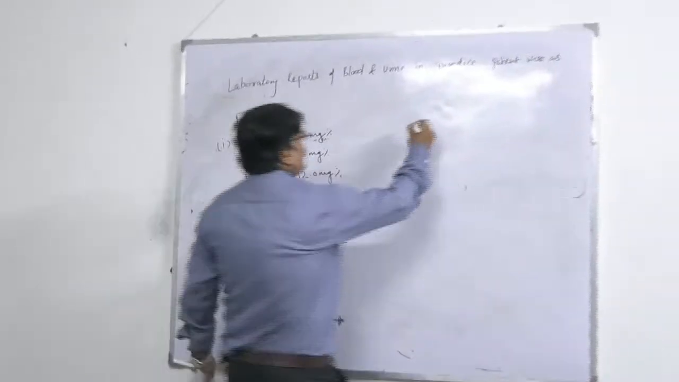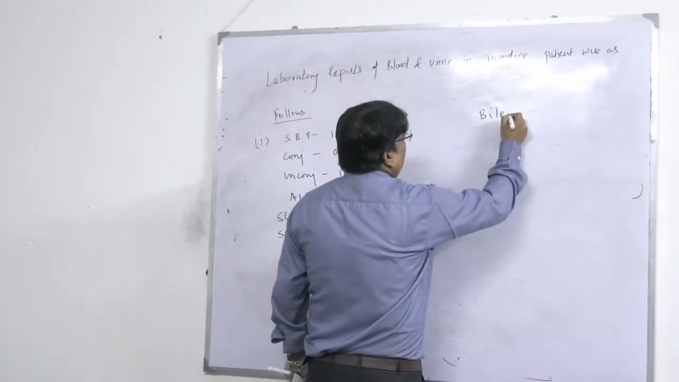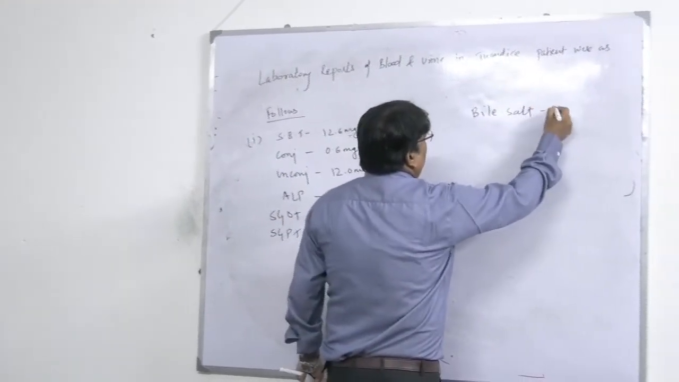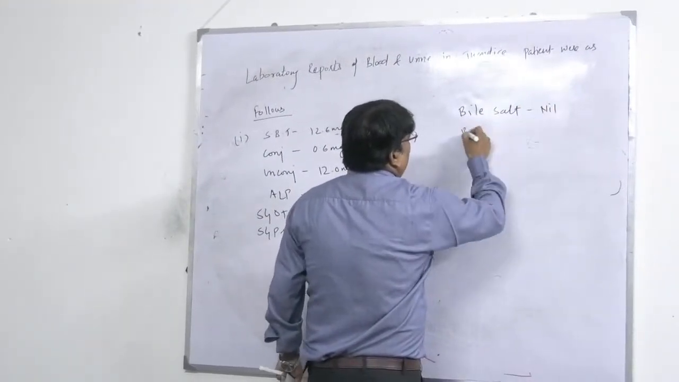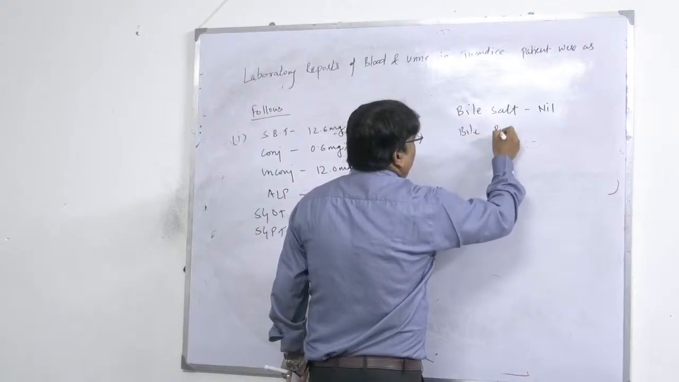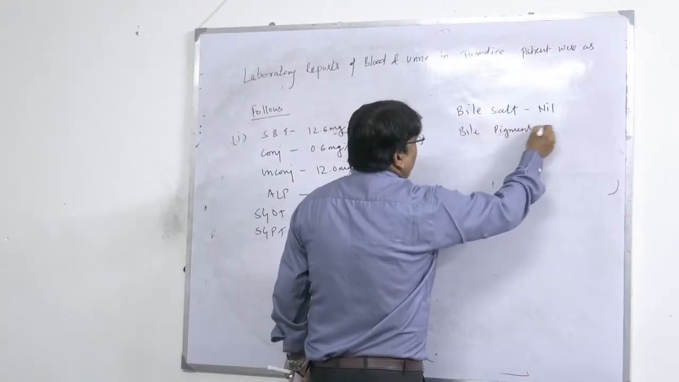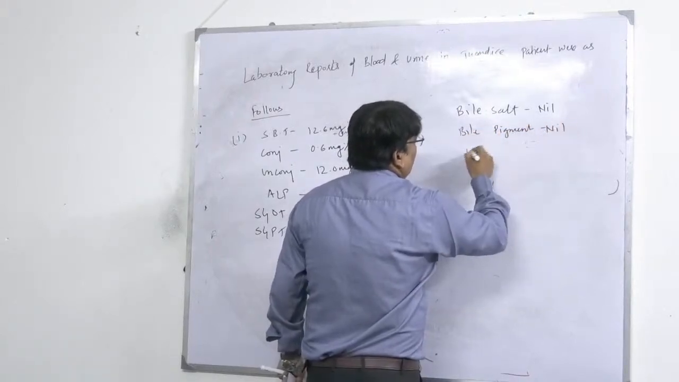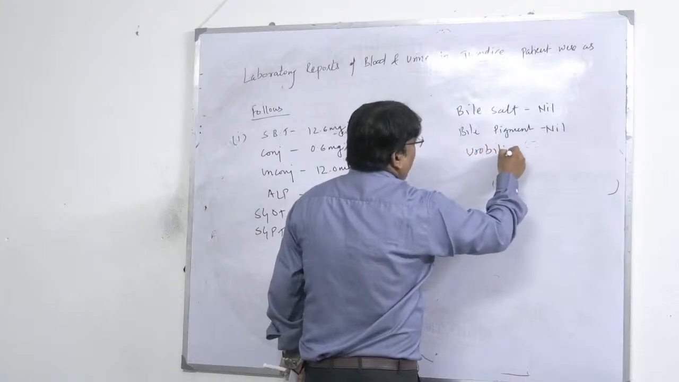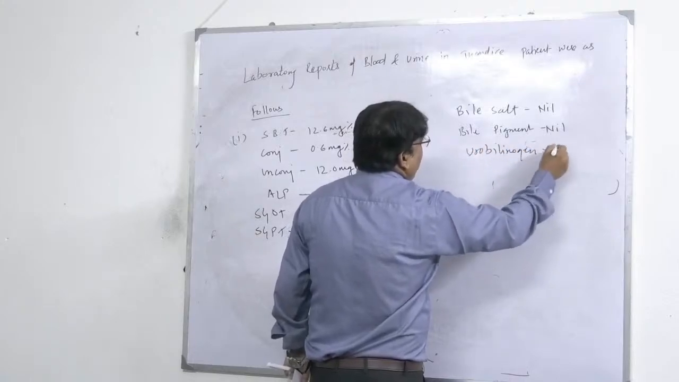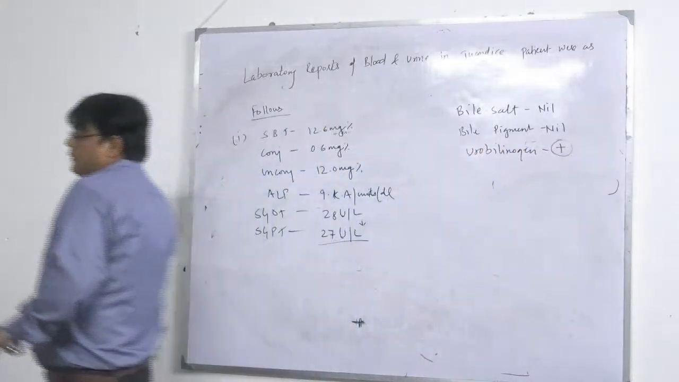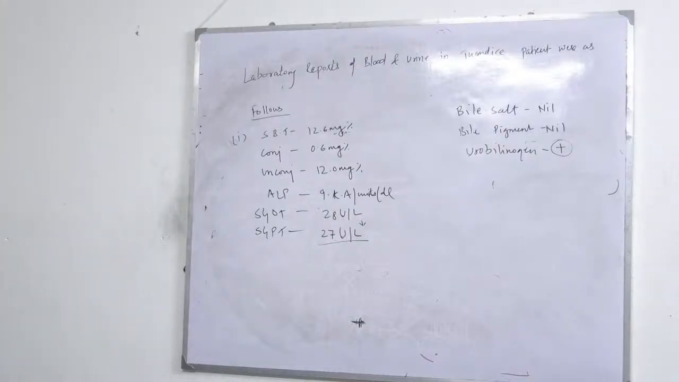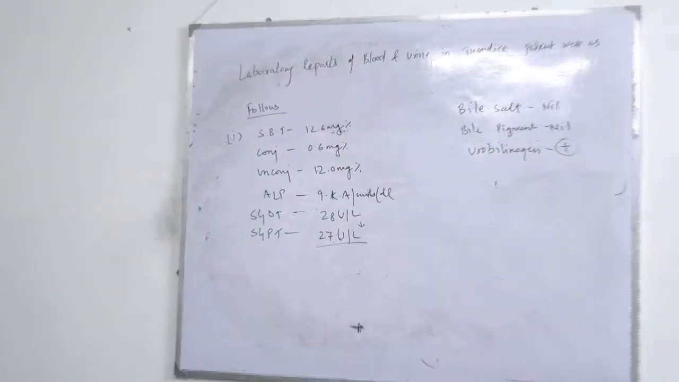And in the urine reports, bile salt, don't talk, nil. Bile pigment, nil. Urobilin is positive. Now tell me the case. Now you will tell me the probable diagnosis.